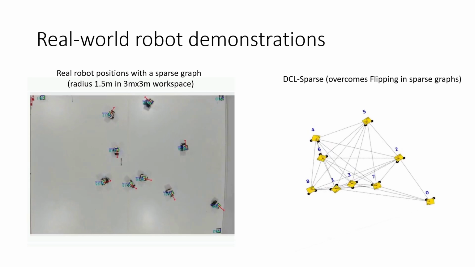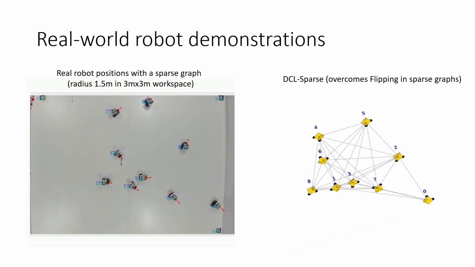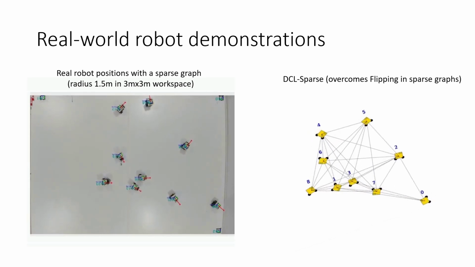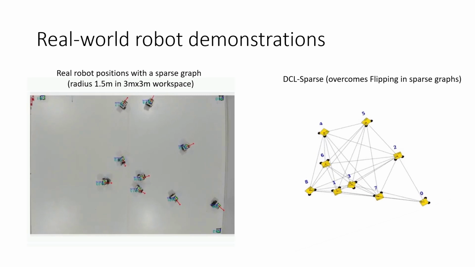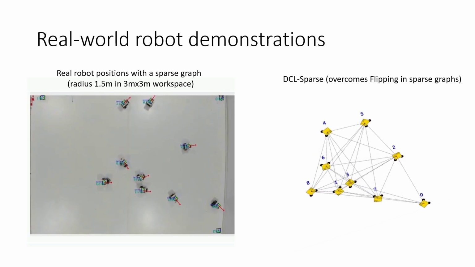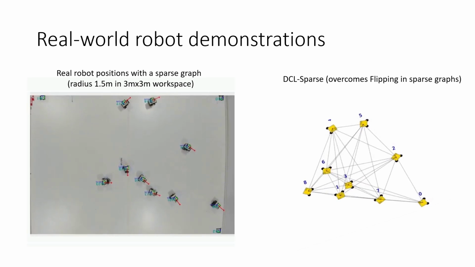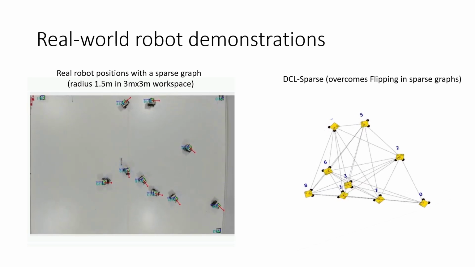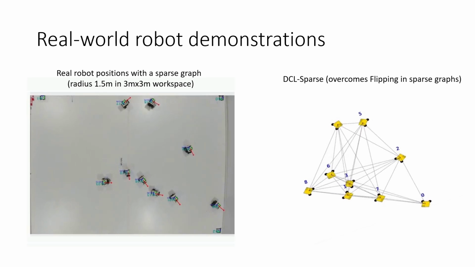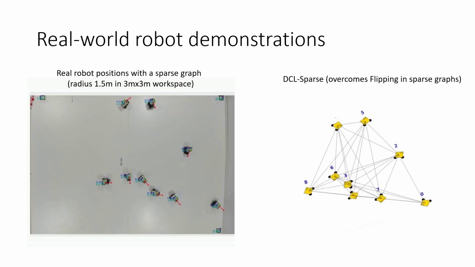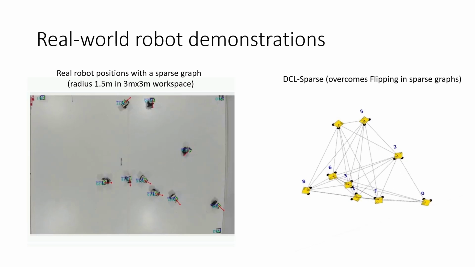We validate DCL-Sparse through extensive simulations and real-world experiments, consistently outperforming state-of-the-art methods with up to 93% reduction in localization error and improved robustness in sparse graphs. Overall, DCL-Sparse enhances the accuracy, reliability, and scalability of multi-robot networks, providing a practical solution for large-scale, GPS-denied environments.